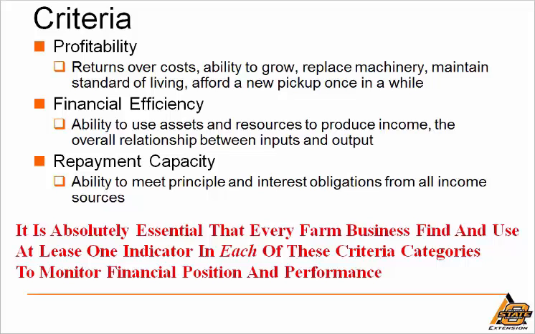Financial efficiency, the fourth category, is a general term used to represent how well the assets of the business are being utilized to produce income. Our capital inputs and operating inputs are being used to generate the value of production that is needed. Obviously, financial efficiency is one component that contributes to the profitability of the business. Finally, repayment capacity is the fifth broad category of financial position and performance.